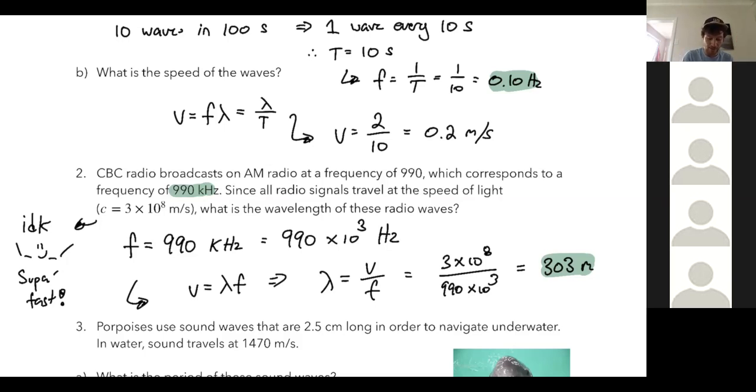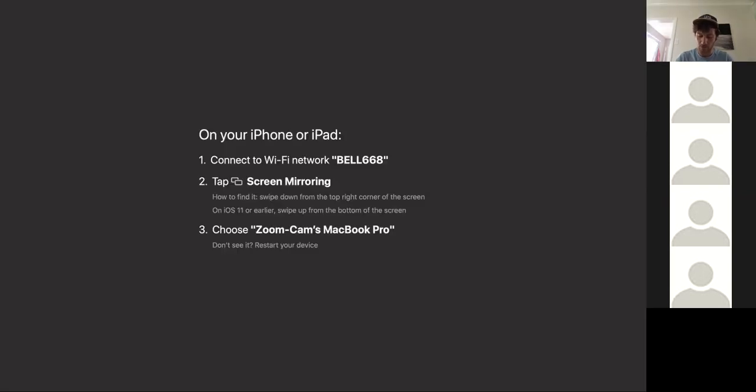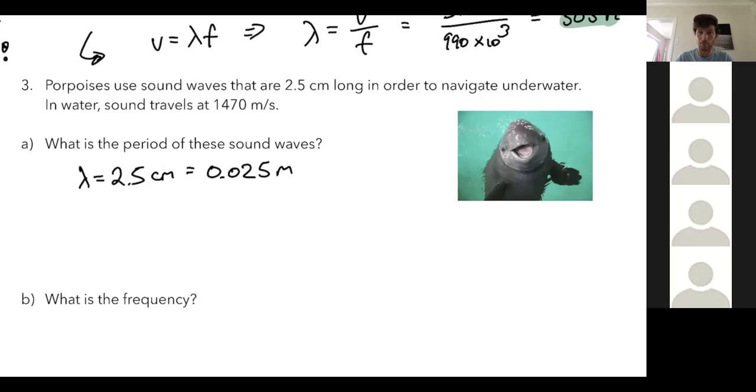We know the wavelength, 2.5 centimeters. Okay, we don't really like centimeters. So let's go to 0.25 meters. There we go. Oh no, it's frozen again. Just when I was on a roll. What a bummer. Mood killer. Unbelievable. Okay. 2.5 centimeters, whatever. It's like 0.025 meters. That's fantastic. Okay. We know the velocity. These things are moving at 1,470 meters per second. That's super fast, okay? What is the period of these sound waves?